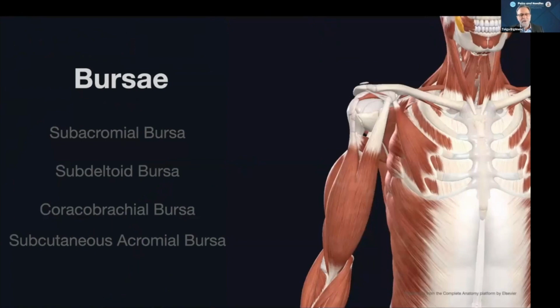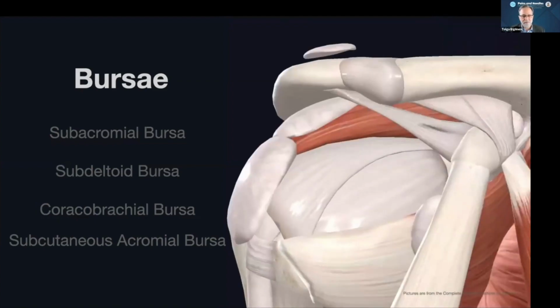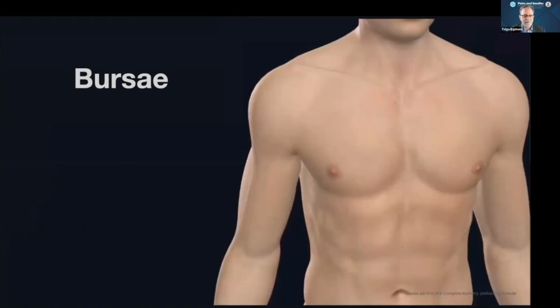Bursae are fluid-filled sacs that roll over themselves and lubricate the possible friction points between the muscle and the joint capsule. The major bursae in the shoulder include the subacromial bursa, subdeltoid bursa, and coracobrachial bursa. You can see these bursae here. There is a subcutaneous acromial bursa as well.